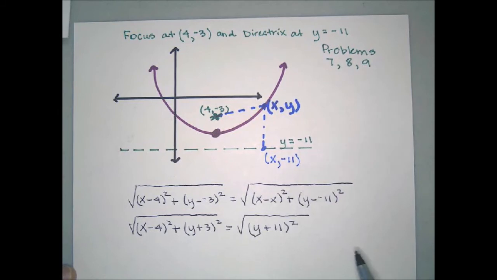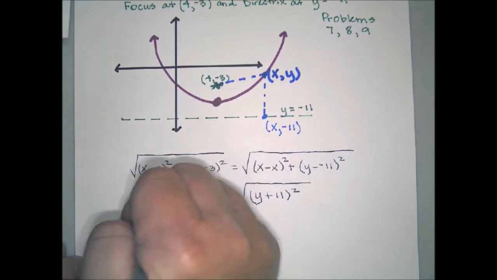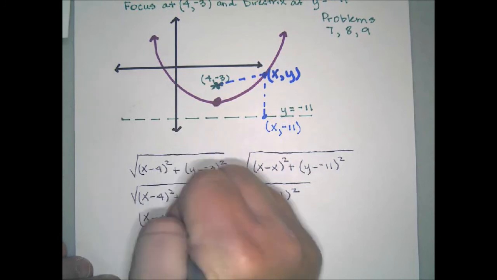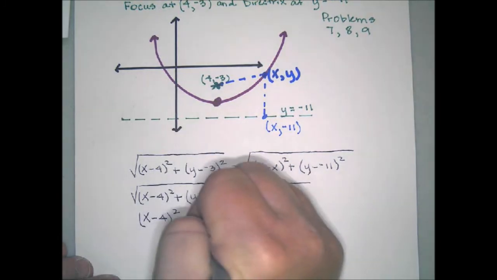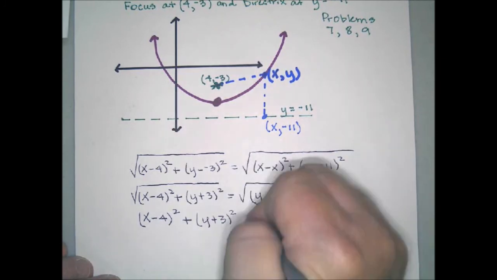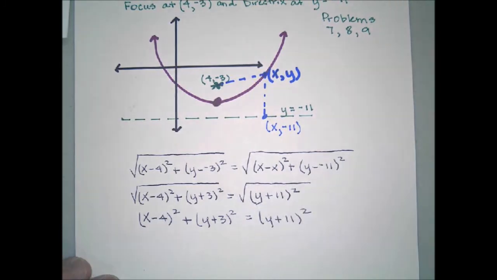Now the next thing I'm going to do to get rid of these square roots, I'm going to square both sides. And that just means I end up with x minus 4 squared plus y plus 3 squared equals y plus 11 squared.